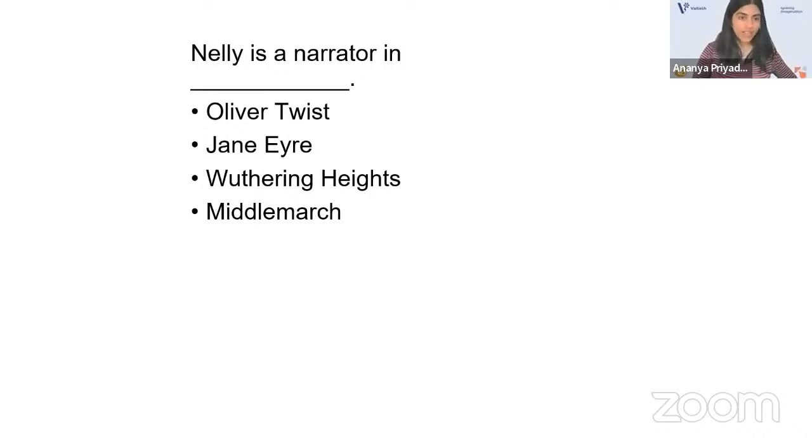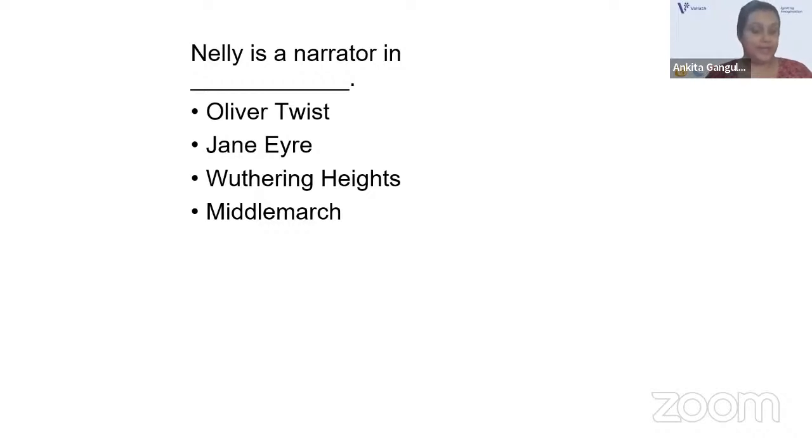Nellie is a narrator in Dash. Is it Oliver Twist, Jane Eyre, Wuthering Heights, or Middlemarch? Nellie is a character and a narrator in Dash. So it's a very easy question, and it's also a hint to learn about who are the narrators in which novel, or who are the servants in which novel, because the servant characters in the Victorian novels are very important. Servants play a very vital role in the propagation of the plot. So do look up the important servant characters in Victorian novels.